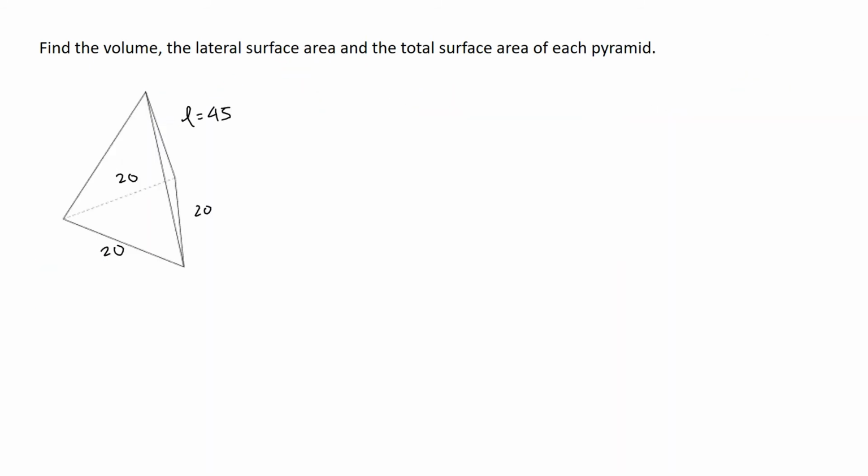Okay, so slowly now. Second to the last problem for pyramids. Find the volume, the lateral surface area, and the total surface area of the pyramid below. The good thing is the slant height is given, so we can immediately solve for the perimeter and the lateral surface area.